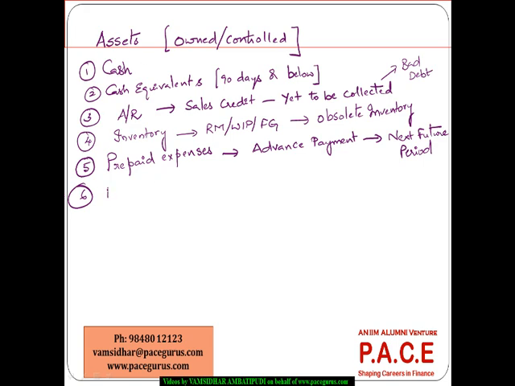Then property, plant and equipment, all these things which are necessary for running the business, even the investments that have been typically made to purchase them, go as a part of the assets because they are the ones which are owned by the company and controlled by the company.